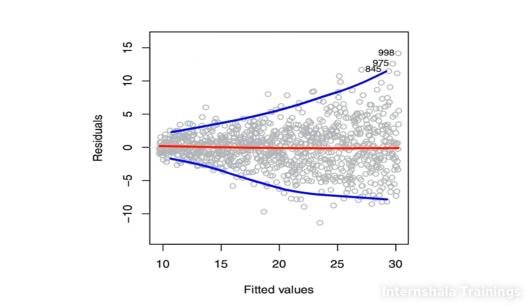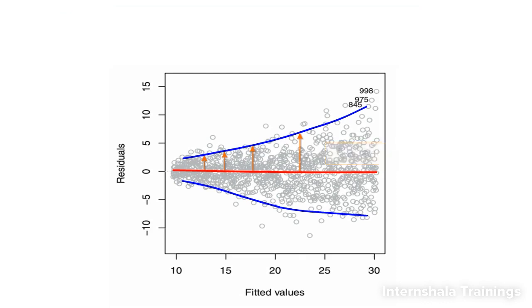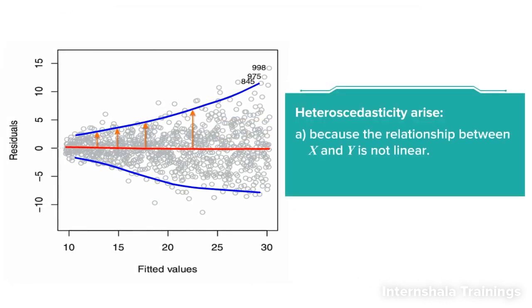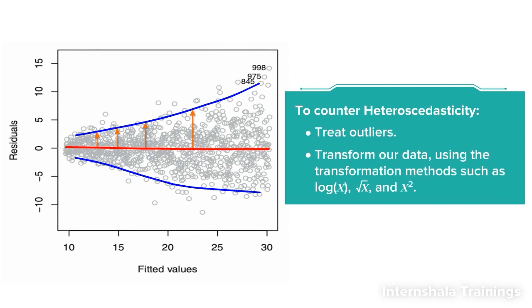If we were to draw the blue lines as contours to show the spread of the error terms, the distance between the regression line and the blue line represents the variance of the errors with respect to the regression line. And if we look closely, the variance of the errors is increasing as we go from left to right in this given plot. This is called heteroscedasticity. This may arise because the relationship between x and y is not linear and or due to the presence of outliers. To counter this problem, other than treating outliers as we saw previously, we often transform our data using the transformation methods such as log of x, root of x and x square.